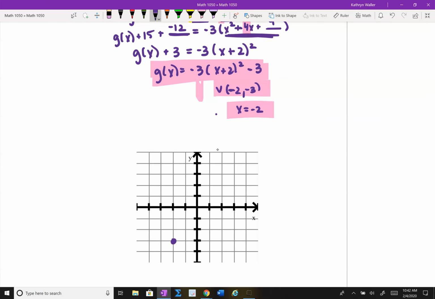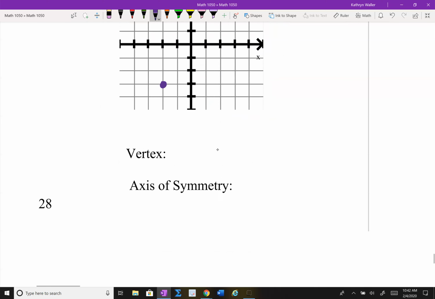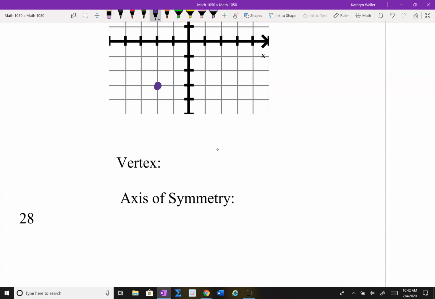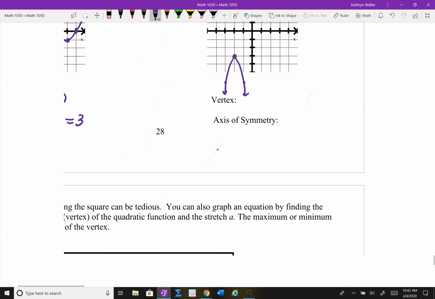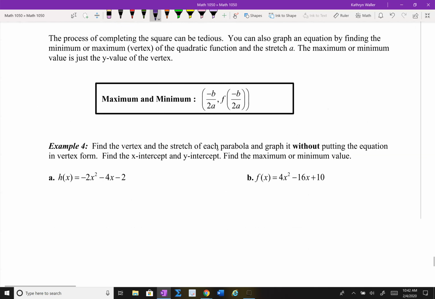Does your parabola open up or does it open down? It opens down. Normal stretch or abnormal? Abnormal. It's how much longer than it was before? 3 times. So instead of 1, 1, it's going to be 1, 3. And I know I'm off the grid and I'm sorry about that, but you can get the general idea. And it looks like that. Okay? All right, let's keep going.